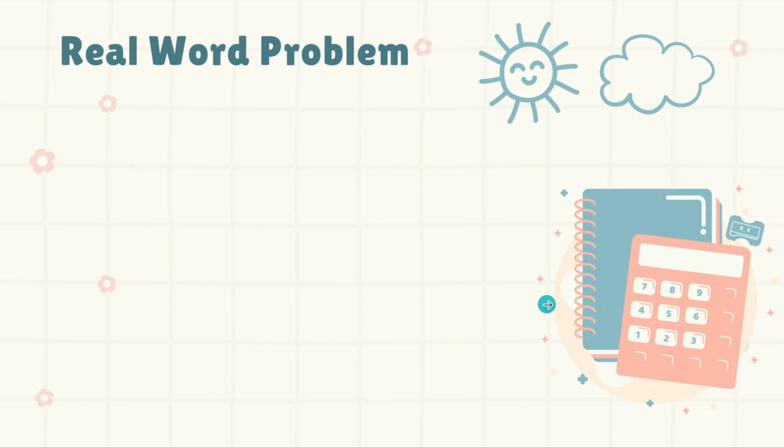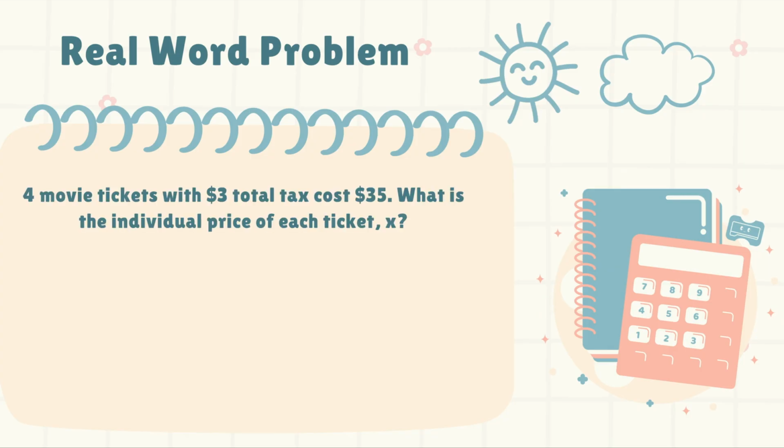We also can do this using a real-world problem. Let's check it out. 4 movie tickets with $3 total tax cost $35. What is the individual price of each ticket? X. Okay. So I know that there's 4 movie tickets with $3 total tax. So I need to multiply my 4 by the number of tickets. I'm sorry, there's 4 tickets, but this is the cost of each ticket is X. And then $3 for tax. My total was 35. So now I have my equation written out and I'm ready to solve.